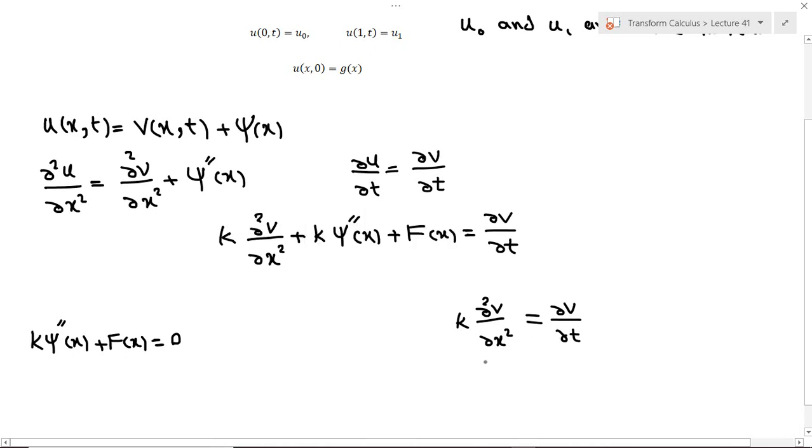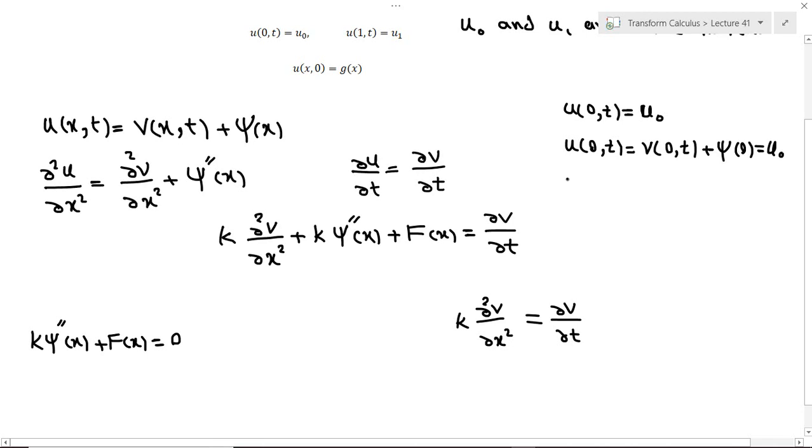As a result, I could make one homogeneous partial differential equation. Now we have to go through the boundary conditions. So we have u of 0 and t, it's equal to u0. So u of 0 and t is equal to v of 0 and t plus psi 0, and it's equal to u0.